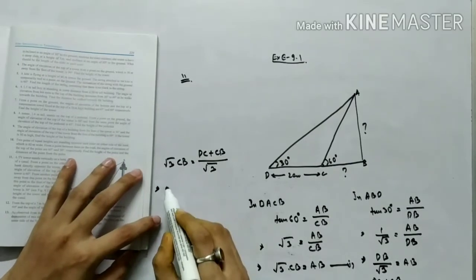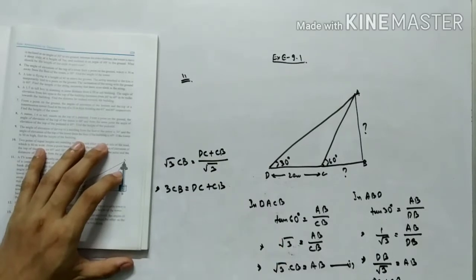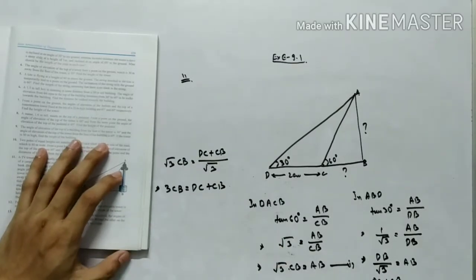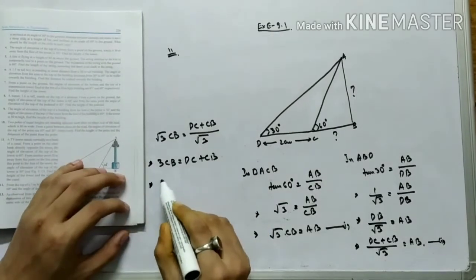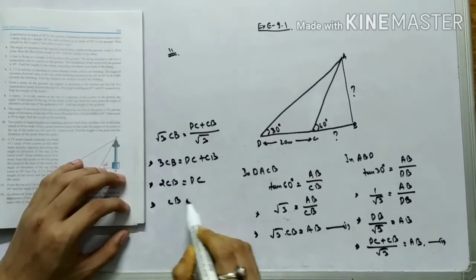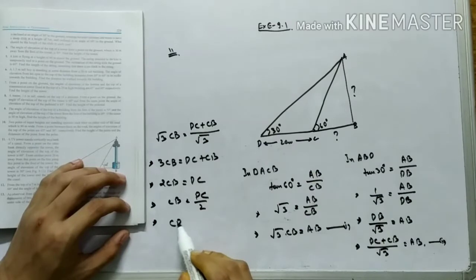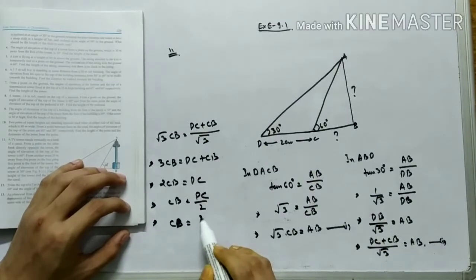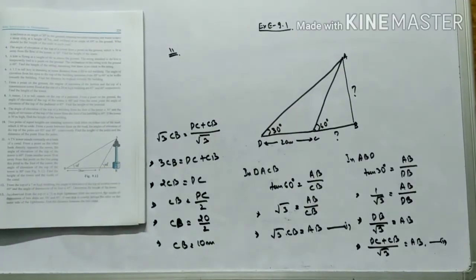So if I send root 3 this side, I will get 3 CB is equals to DC plus CB. Now if I send CB this side, I will get twice CB is equals to DC. So CB is equals to DC by 2, and DC value is given 20 meter. So CB is equals to 20 by 2. So CB is equals to 10 meter I will get. Understand? CB is equals to 10 meter I got.